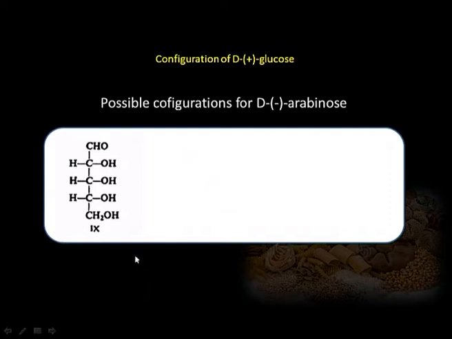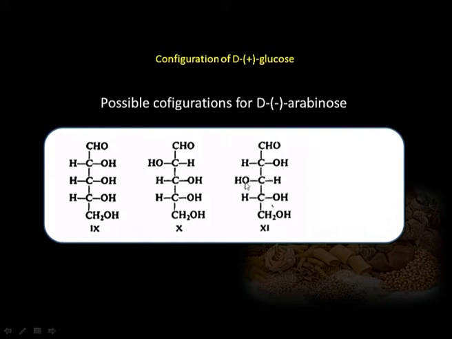For minus arabinose also he could write the 4 configurations in a similar way, keeping the hydroxyl on the lowermost asymmetric carbon atom, which in this case is carbon number 4, on the right. This is number 9, then number 10 is the epimer with the hydroxyl at carbon number 2 on the left side, then the hydroxyl on carbon number 3 on the left side, and then the hydroxyls on carbon numbers 2 and 3 on the left side. So these are the 4 possible configurations which Fischer wrote for minus arabinose. Now, the proof goes like this.